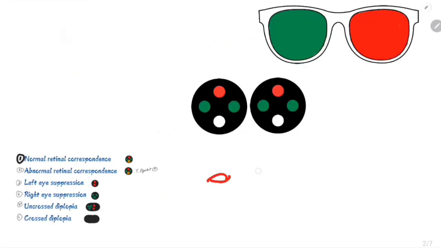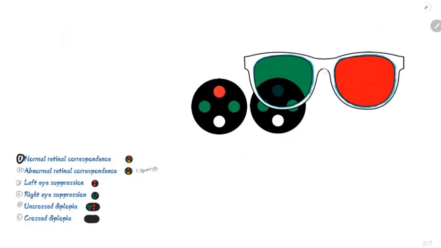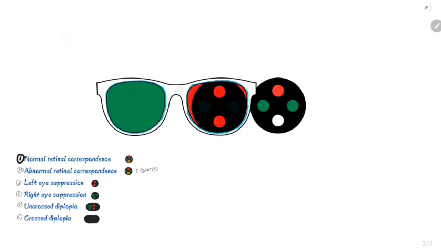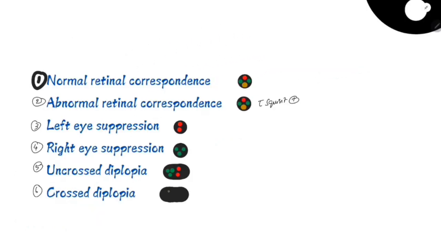In a crossed diplopia, what happens is the left eye is going to form the right side image and the right eye is going to form the left side image. Left side eye la you will be able to see 3 green lights and in right side eye you will be able to see 2 red lights. This is exactly opposite to what we see in uncrossed diplopia.